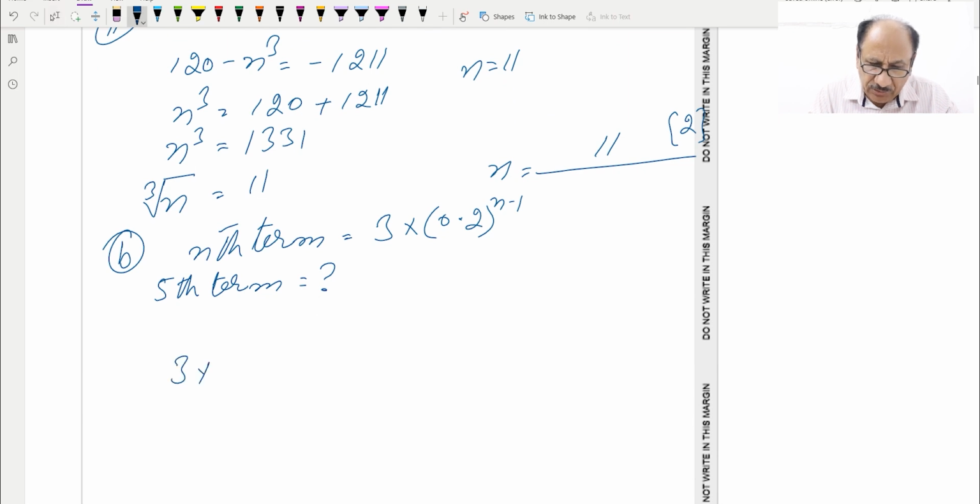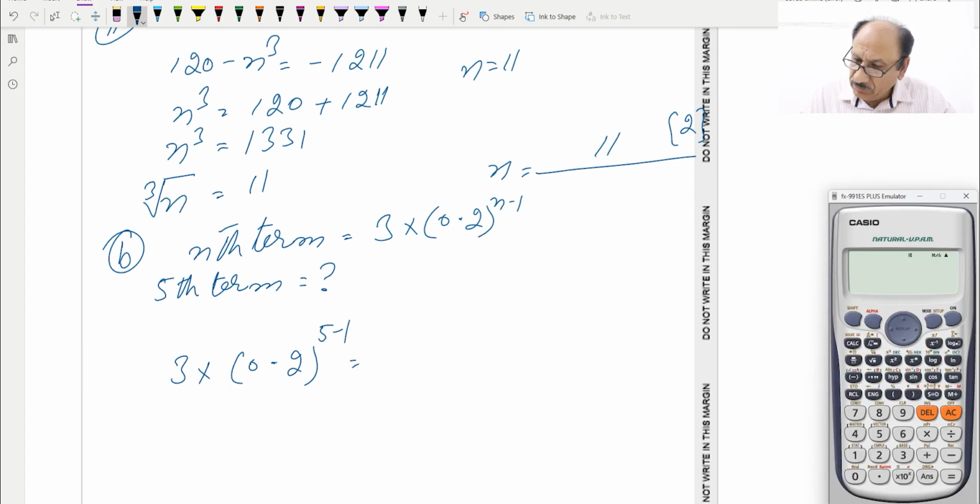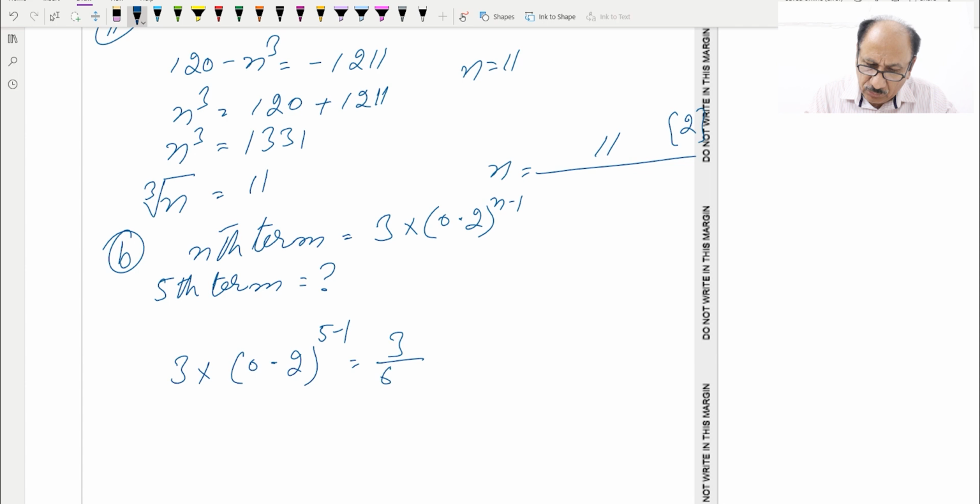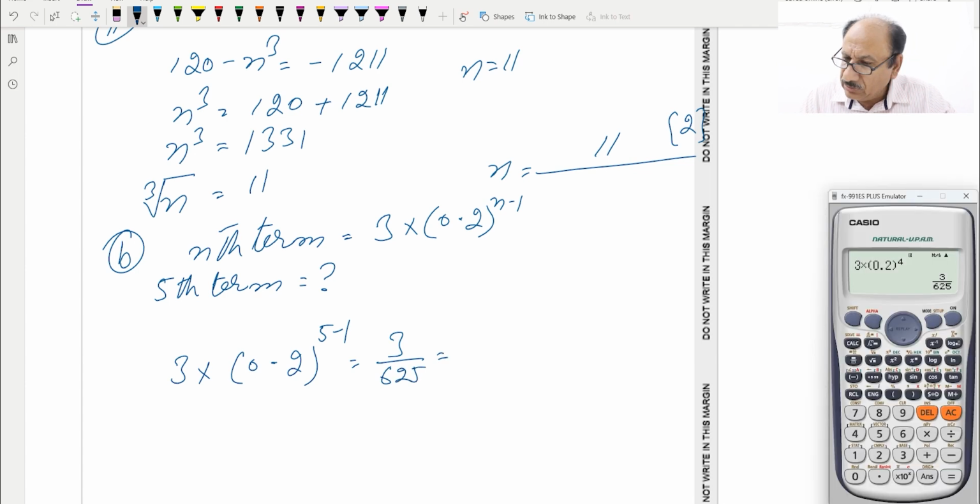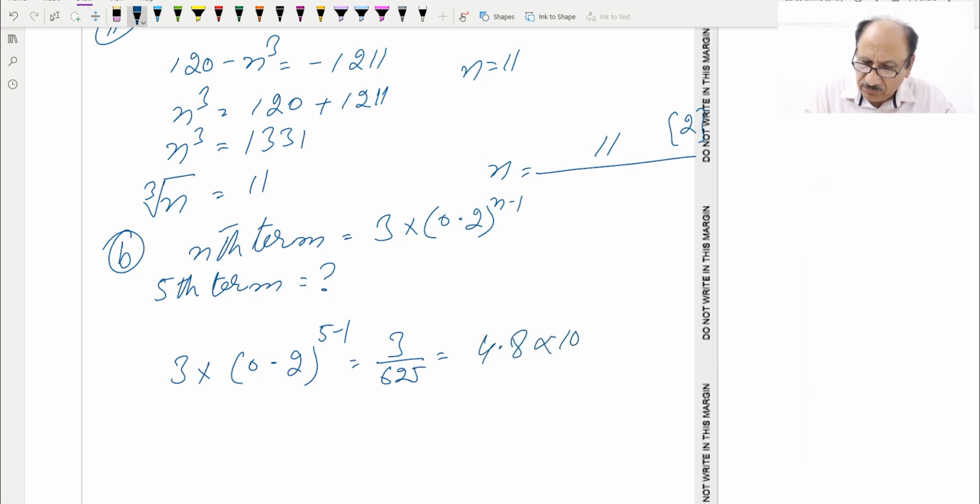So this will be 3 into 0.2 raised to the power 5 minus 1. We can calculate this: 3 into 0.2 raised to 5 minus 1, which is 4. So we can take raised to the power 4, which is equal to 3 over 625. We can take the decimal value, or we can write it in standard form, 4.8 into 10 to the minus 3. This will be the final answer, and this is worth 1 mark.